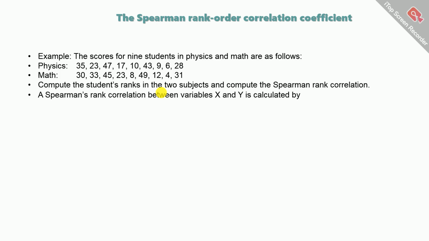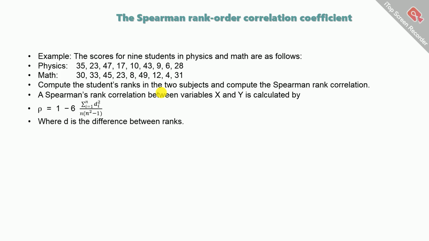Spearman's rank correlation between x and y is calculated by this formula. Rho is equal to 1 minus 6 times the summation, i varies from 1 to n, of di square, divided by n times n square minus 1. So we have to rank the two variables, and then find the difference between the two ranks, and putting these values in this formula we can get the value of the Spearman's rank correlation.